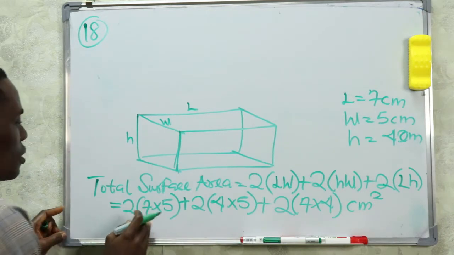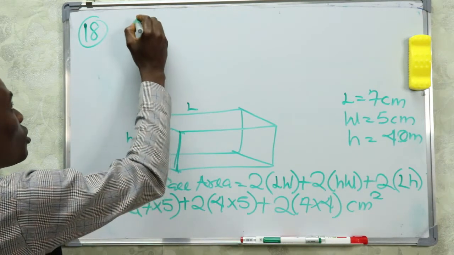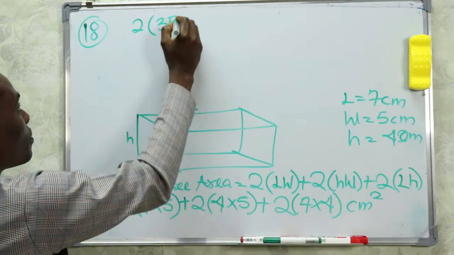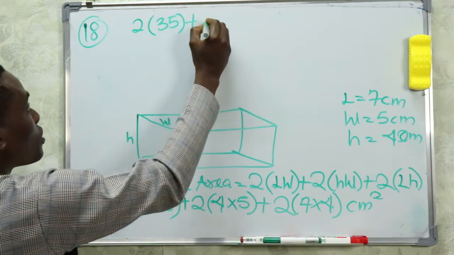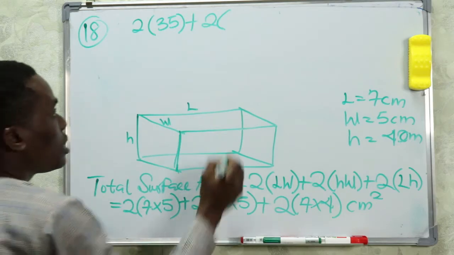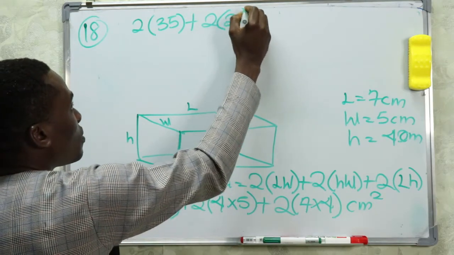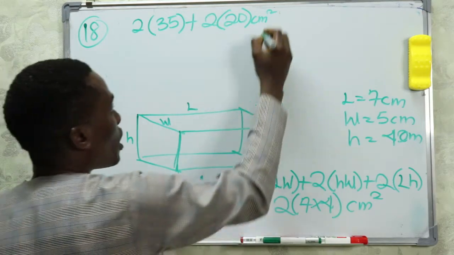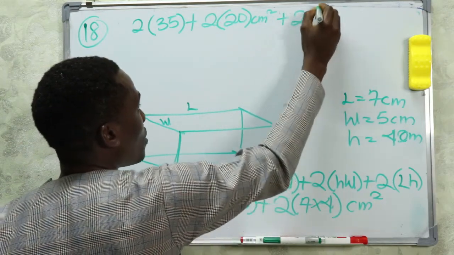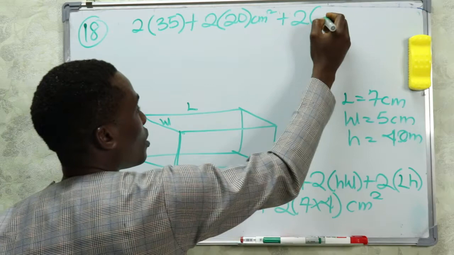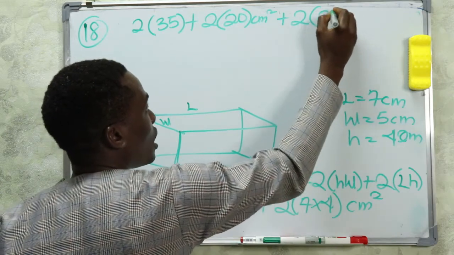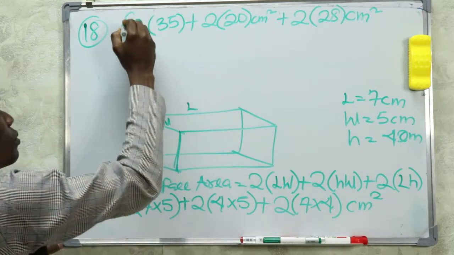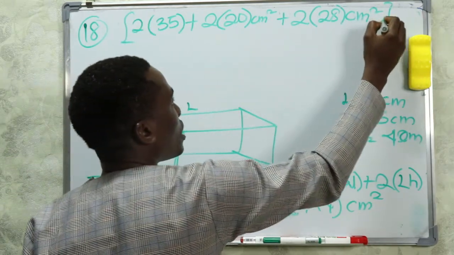Now 2 times this will give us 2 into bracket. This will give us 35, plus 2 times what? This times this will give us 20 centimeter square, plus 2 times bracket. 7 times 4 will give us 28, all in centimeter square. Now we have to add all of these together.